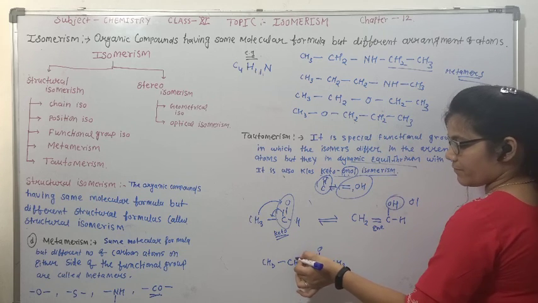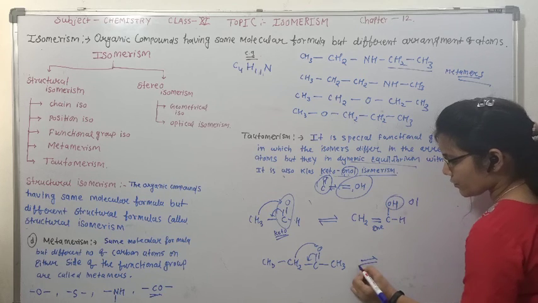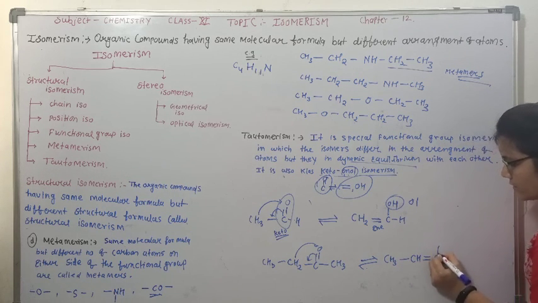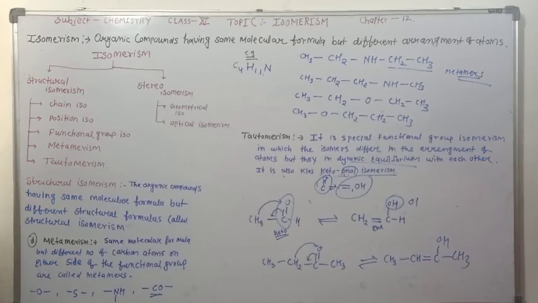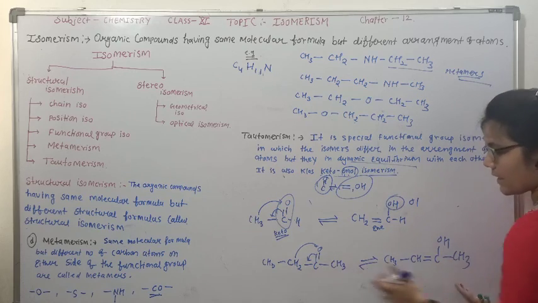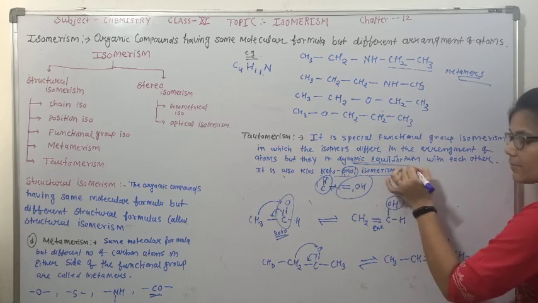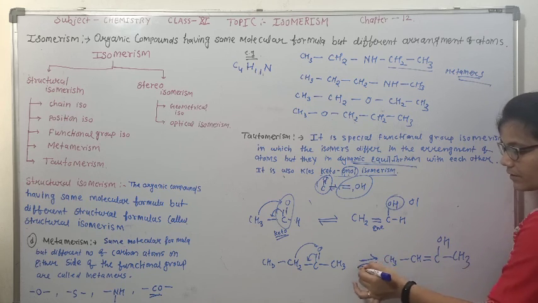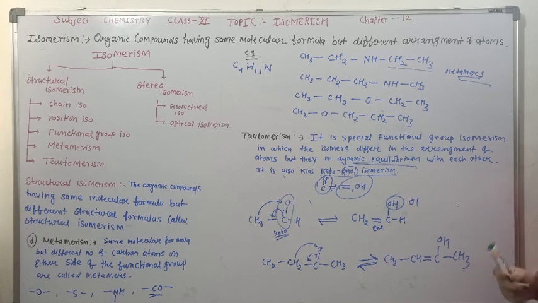See, so what happened? One hydrogen is going here and the double bond will shift there. So the structure formed is CH3 CH double bond COH CH3. Same molecular formula, but these two structures are interconverting. That is why they are in dynamic equilibrium. Continuously they are flipping, converting into one another. This is called tautomerism.